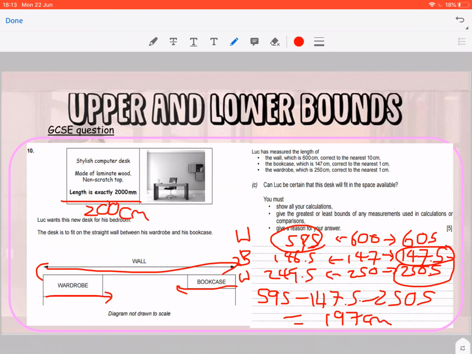Well, if the computer desk is 200 centimetres, then he won't definitely have enough space. Can Luke be certain? No, he can't be certain, because the least space that he could possibly have using the measurements we've been given is 197 centimetres.